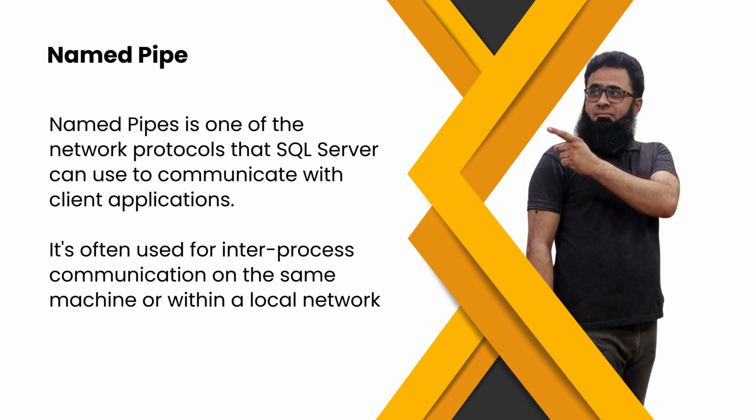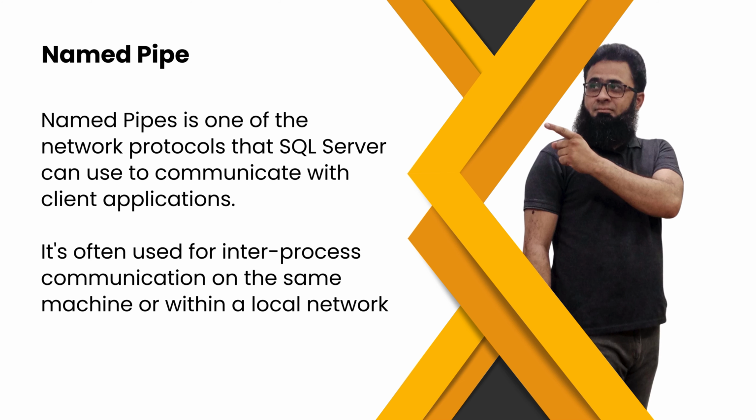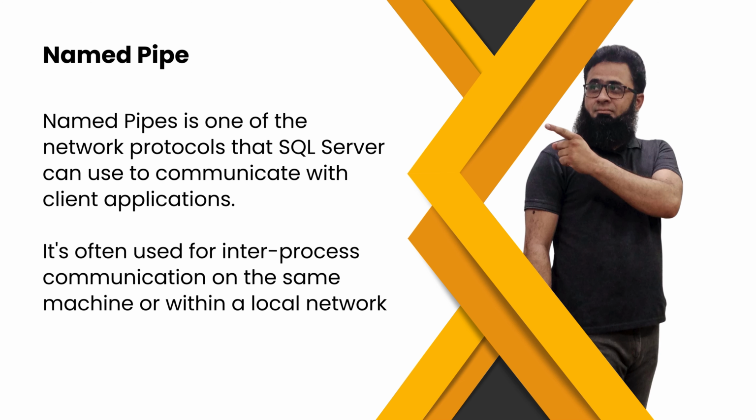This is the first component of the protocol layer of SQL Server, that is Named Pipes. Named Pipes is a network protocol used for communication between SQL Server and client application. It's used for communication within the same machine or a local network. So we will use the Named Pipes protocol.